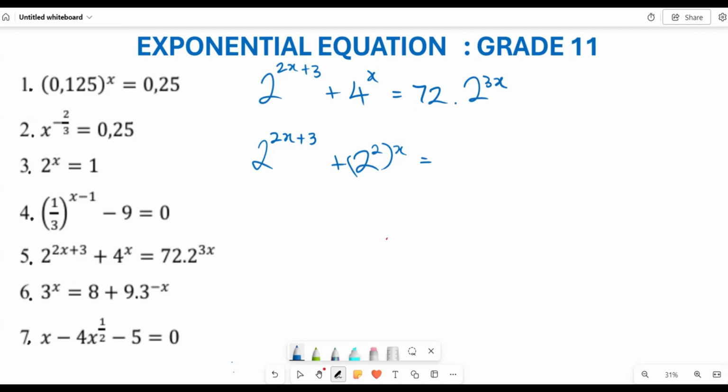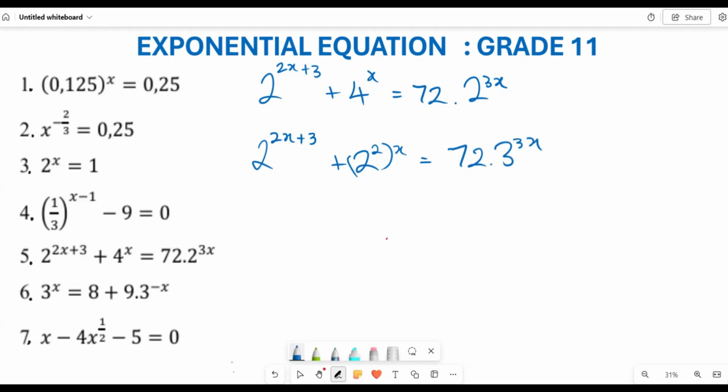But now we can just still allow this to be the same thing, right? So we can still let this be what? Let this be 72 multiplied by 2 to the power of 3x, so that we can solve this side firstly, right?